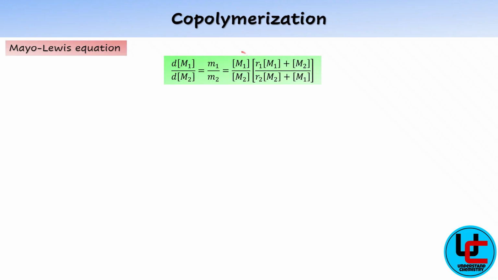There was a small omission in that derivation. Before the brackets, the terms m1 over m2 refer to concentrations and should be enclosed in square brackets. I have already clarified this in the video description. So let's get started. Let's begin with the Mayo-Lewis equation.